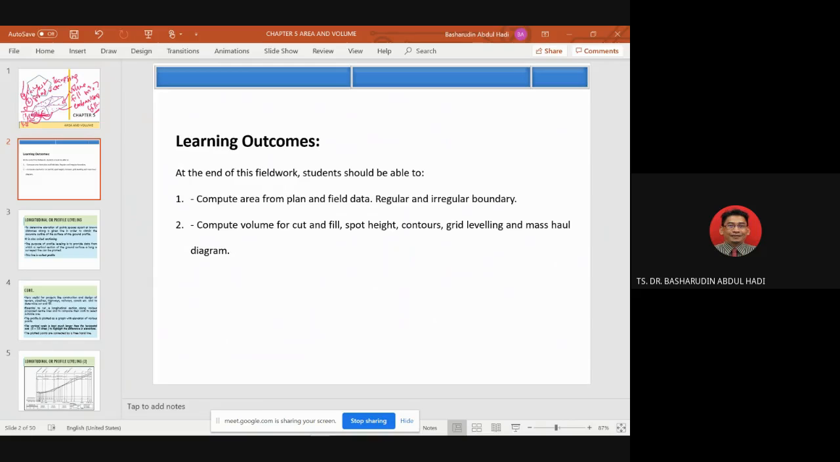Okay. Number one, learning outcome. After you finish this presentation, what you should be able to do, number one, compute, meaning that you know how to use some formula, and you calculate the area from plan and field data. A regular or irregular boundary means that maybe the boundary is irregular, meaning that the rise and fall is very heterogeneous, and regular means it's a quite flat boundary. We can calculate. Number two, compute volume for cut and fill. We learn about spot height. You can remember contour, grid leveling, mass haul diagram, and so on.